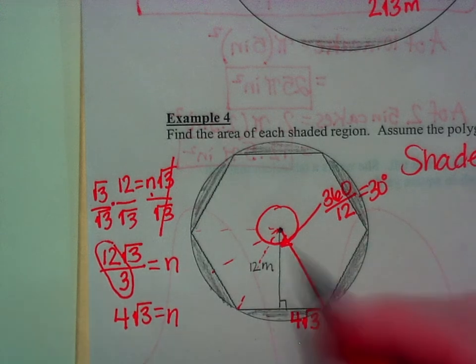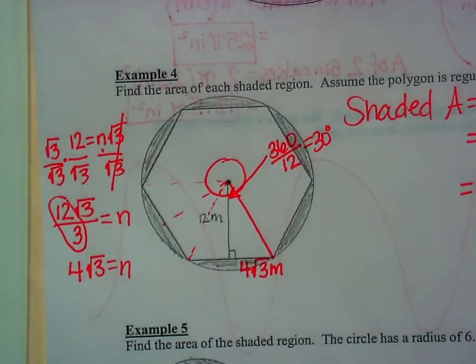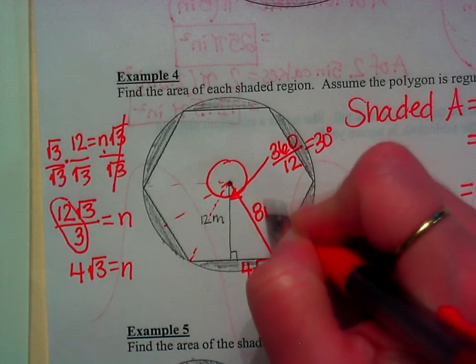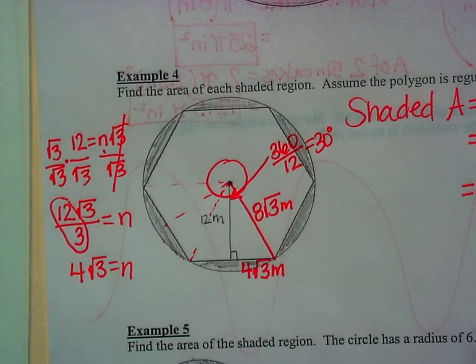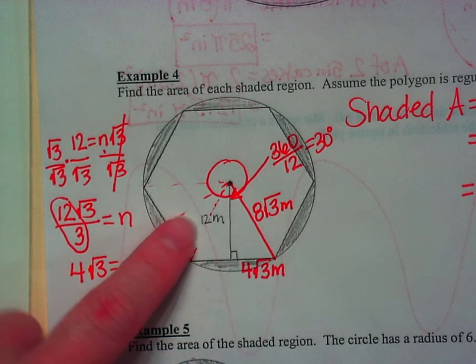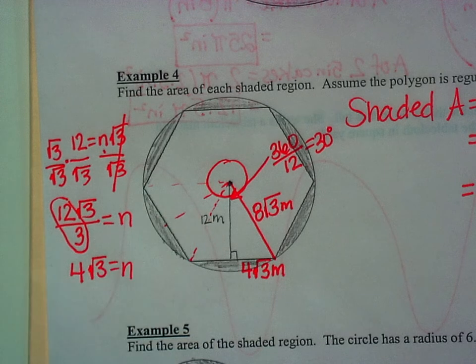Since this is meters, this will be meters. Okay, and then this will be 8 square root 3 meters. This is your n, this is your 2n, this side is your n square root 3. So this is 4 square root 3 times square root 3, which simplifies to 12.